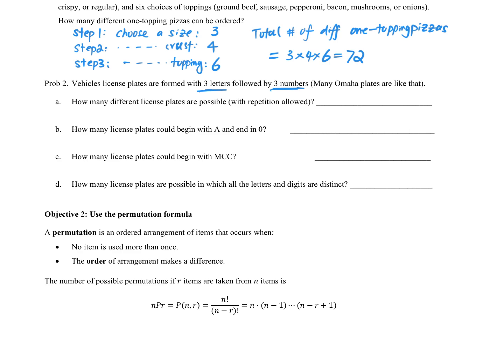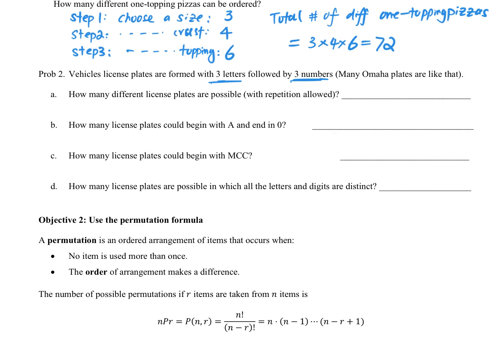So let me zoom in a little, okay? 6-step process. For step 1, I'll fill in the first one. So your plate has 6 characters, 1, 2, 3, 4, 5, 6. So our job is to fill in those with letters and numbers. These 3 have to be letters. These 3 have to be numbers, right? So that's our job. Now we're gonna do that one by one.